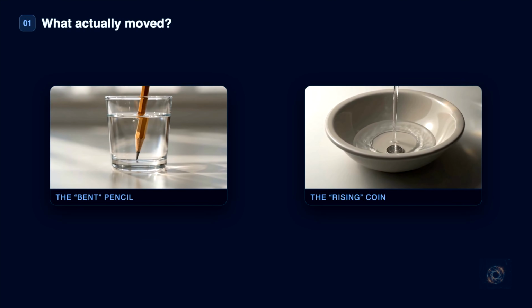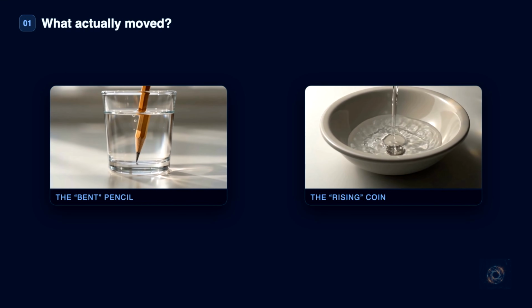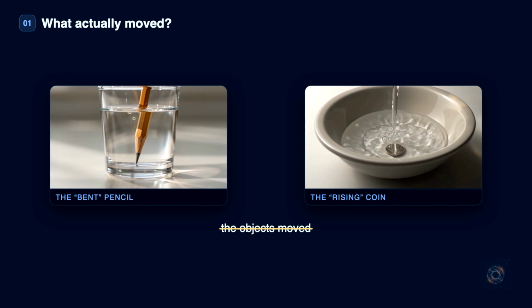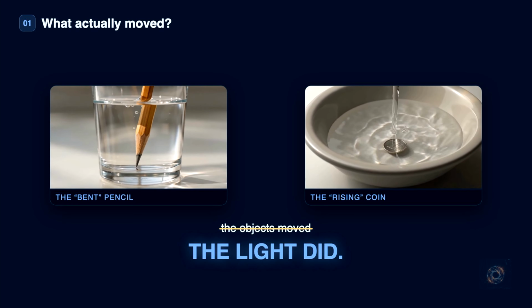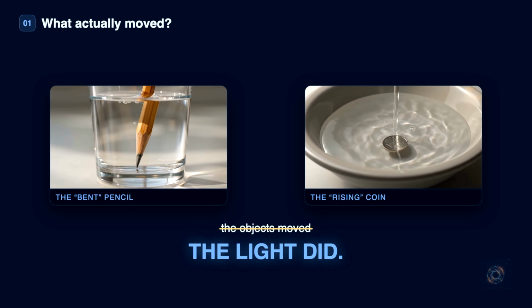In both tricks, nothing about the object changed. The pencil never bent. The coin never moved. Only the light changed direction. And that one idea, light bending at a boundary, is the whole chapter.